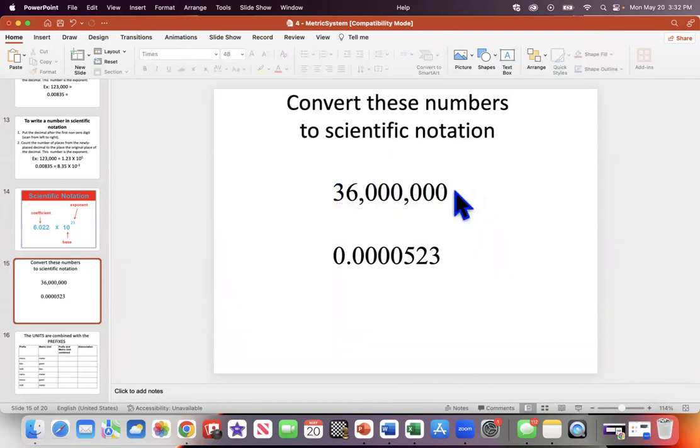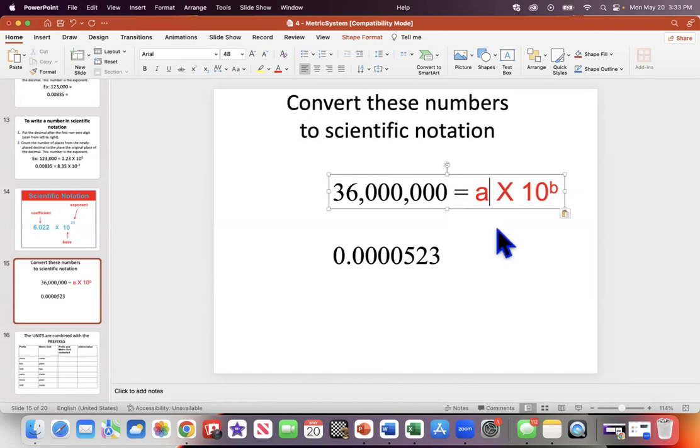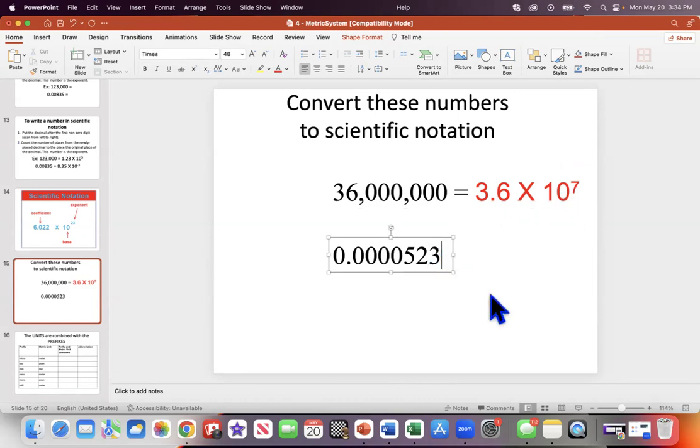So the answer of this one, 3.6 to the power of 7. And I will ask you similar questions in the test to make sure you can do the scientific notation. Okay, what's this one?